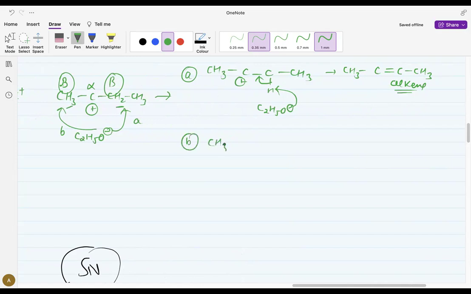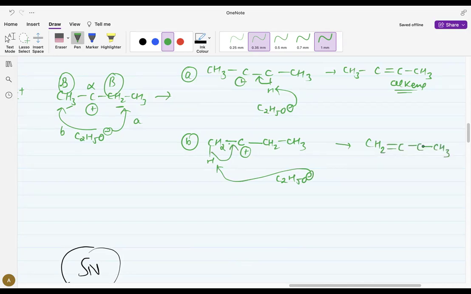But in the second case, if it goes and takes hydrogen from this side, C2H5O minus, this hydrogen will shift here and will make us this product. Just to understand better, two possibilities are there of taking the hydrogen from beta.